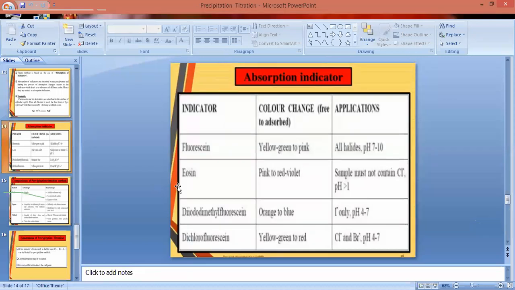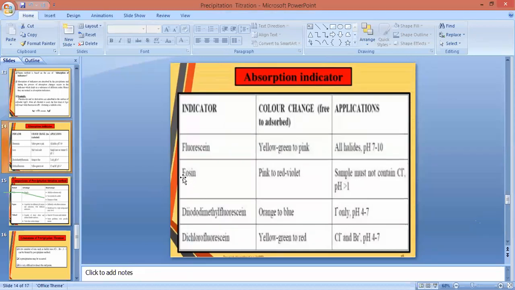The next example of an indicator used in the Fajans method of analysis is eosin. Its color change is from pink to red violet, and it is particularly used for determination of drug substances containing fluorine, and it is used at a pH of less than 1. The third example of an indicator used in the Fajans method is diiodo-dimethyl fluorescein. The color change for this indicator is from orange to blue, and it is particularly used for determination of the analyte iodine, and it works only in a pH between 4 and 7.